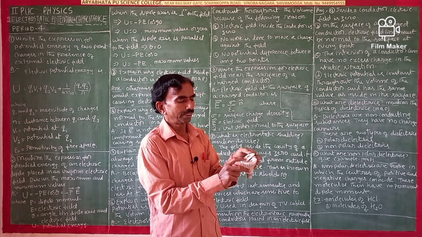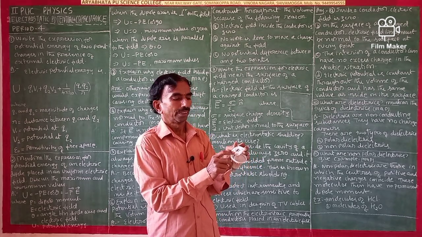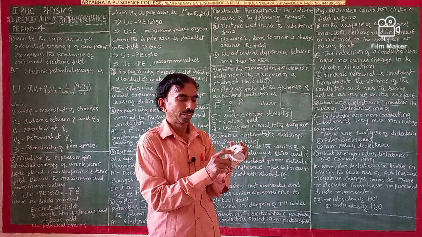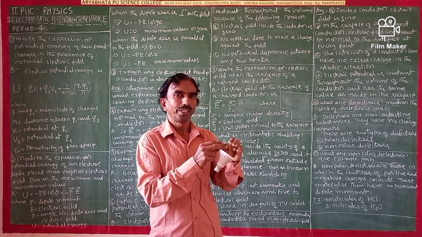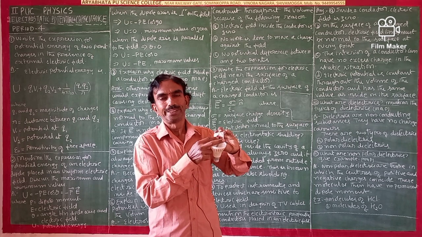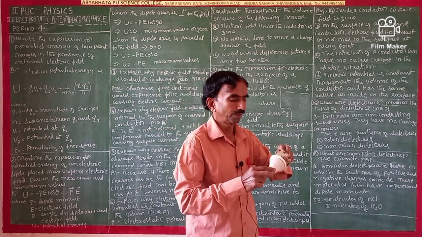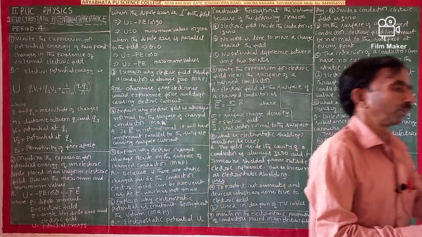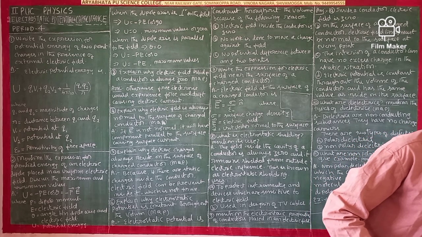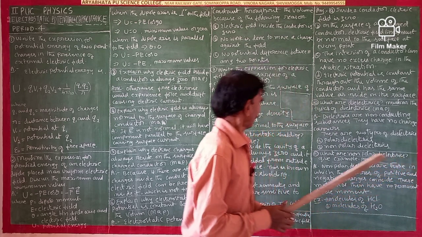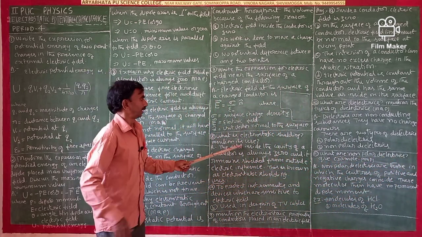When the current comes here, there is an electric field around this. To avoid that electric field, this is molded here. So this is a special type of diode, a special type of instrument. So I have explained here what electrostatic shielding is.